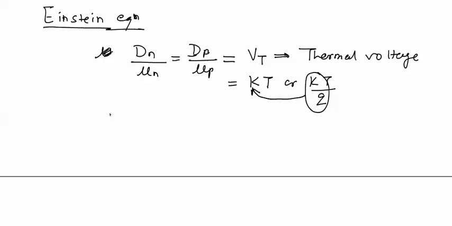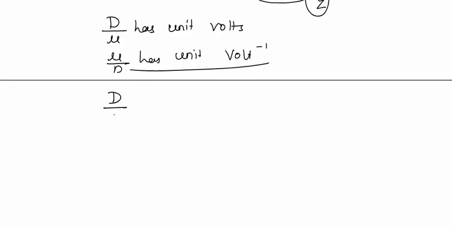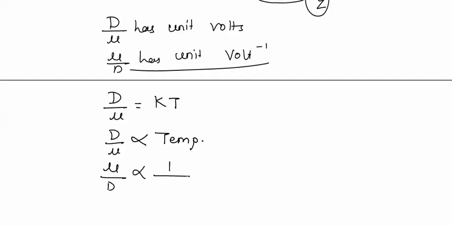From this equation, we can say that D by mu has unit volts, or mu by D has unit volt inverse. This question was asked once in the GATE examination. Also, we can say that D upon mu equals kT. So D upon mu is directly proportional to temperature, or mu upon D is inversely proportional to temperature. Using this equation, D upon mu equals kT, we can write its relation with temperature.